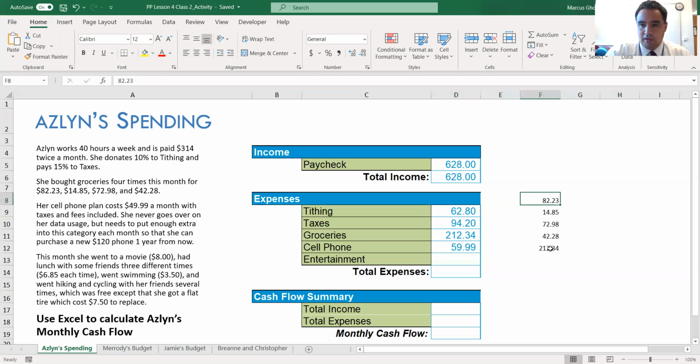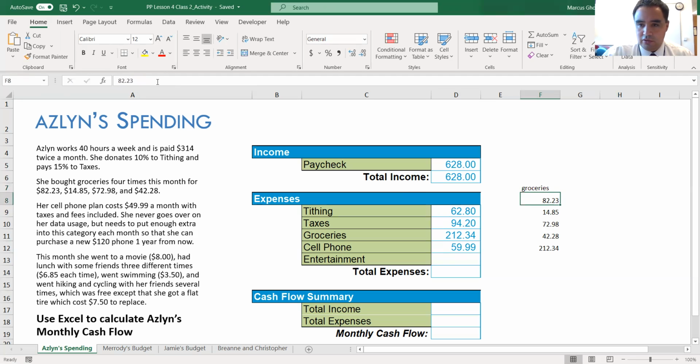Let me label this over here. Groceries. Did I spell that right? No, I didn't. I added an extra I. Up here, wherever you have this little bar, that's what you're entering into that cell. And that's entering into cell F7. That's what that means.